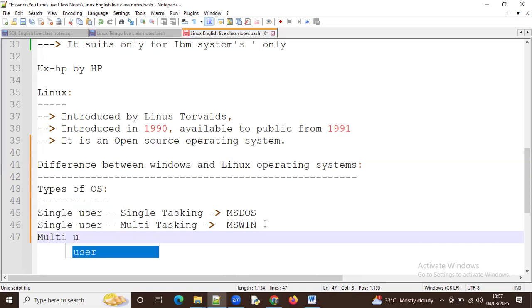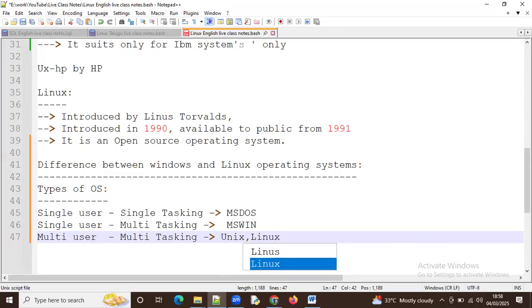multi-user, multitasking. The examples of this one are Unix or Linux, and Mac. These are the types of OSs.